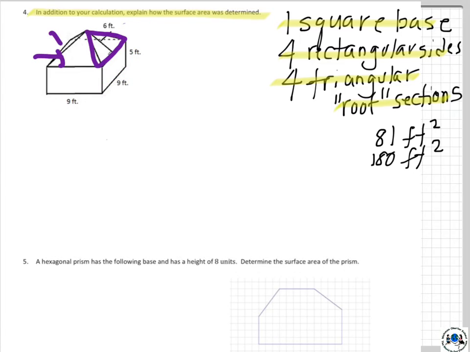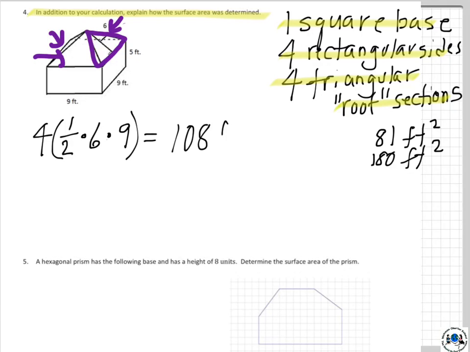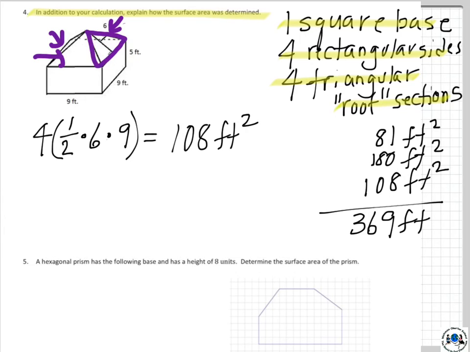And then we have our 4 triangular roof sections, which are, again, all the same. Okay, they have a base of 9 feet and then a height of 6 feet that is given to us. Therefore, we have 4 of those. So 4 times 1/2 times 6 times 9 gives us 108 square feet. All right, add them all up, and we end up with 369 square feet. Okay.